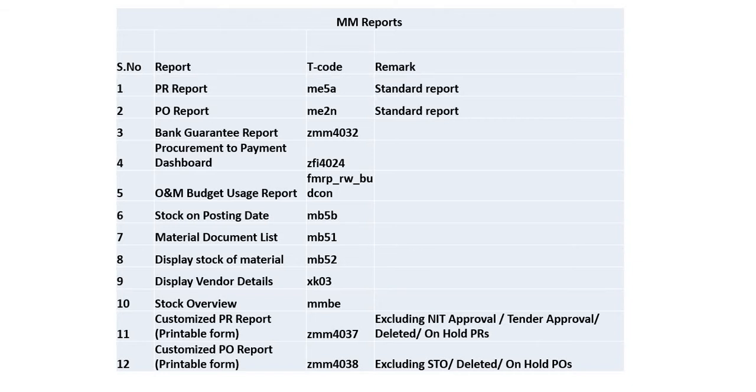There is a filter of time as well where the user can select from which date to what date they want to see the data regarding the PR. Same is the case with the PO report and the T code for the same is ZMM4038. And this report excludes STO, deleted and on hold POs.